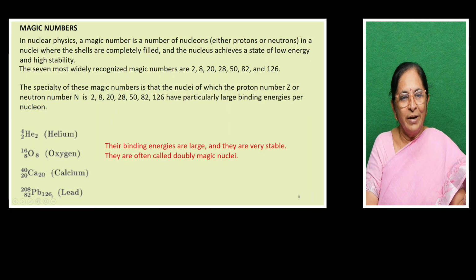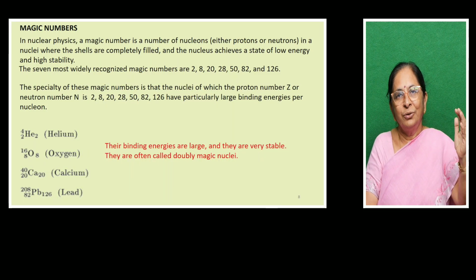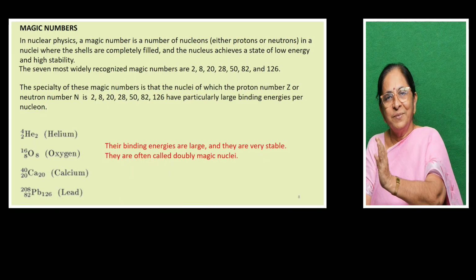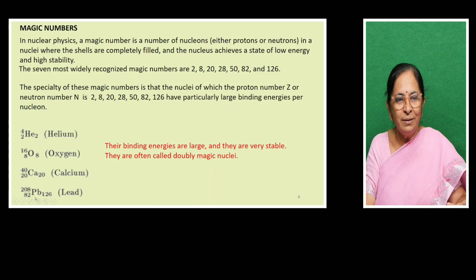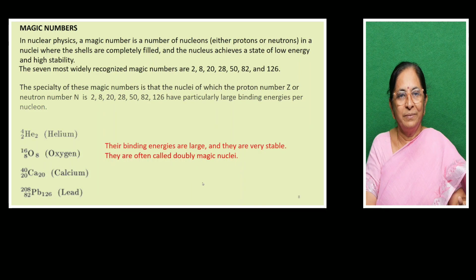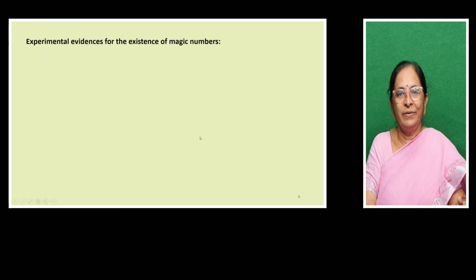For example, a radioactive series may start with uranium, thorium, plutonium, like that, and finally ends with lead. Lead is the most stable element. In the same way, elements with nuclei having doubly magic numbers will be highly stable because the binding energy is very high.